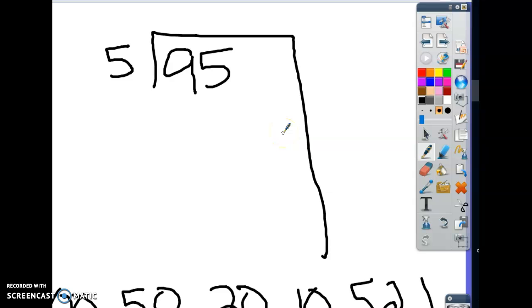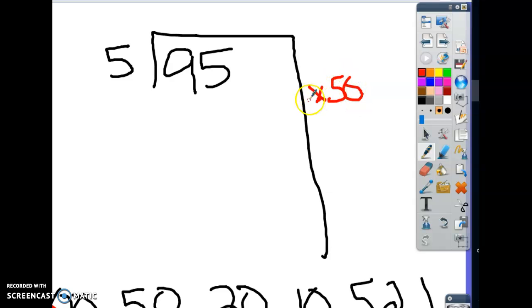So let me think, 100. I'm trying to get to 95, but not over 95. So how many times can 5 go into 95 without going over? Let's see if it's 100 times. Well, 100 times 5 is 500. That's way too big. So I'm going to cross out 100. Let me think about 50. What is 50 times 5?